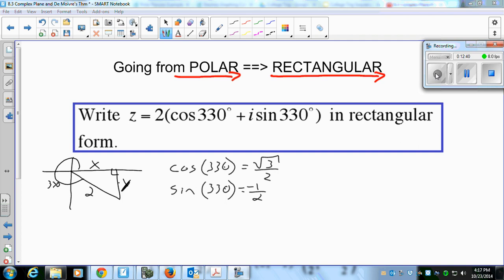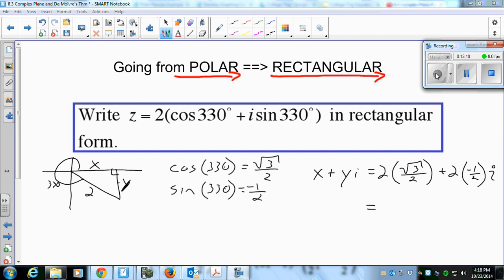So I know I have a negative y there, a positive x. So from there, I see that to convert it, I'm just going to do x plus yi is equal to 2 times the cosine of my theta, square root of 3/2, plus my 2 times negative 1/2 i as my imaginary part.